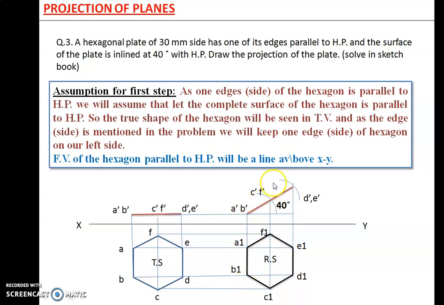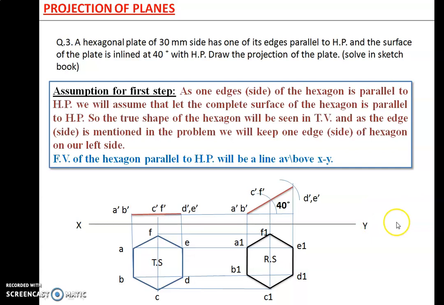Just project all these 6 points in the top view. Extend the 6 points to intersect the projectors from the front view to get the points A1, B1, C1, D1, E1 and F1. Once you have marked the points, join all these points by a dark line to get the reduced shape. So this is the last problem of condition number 3.